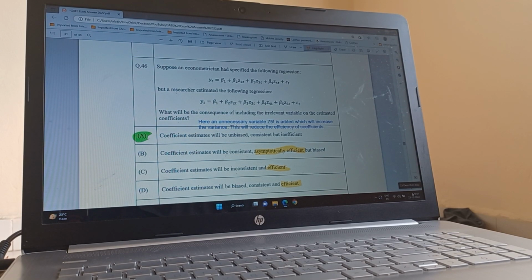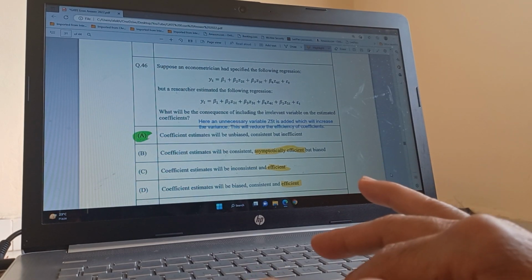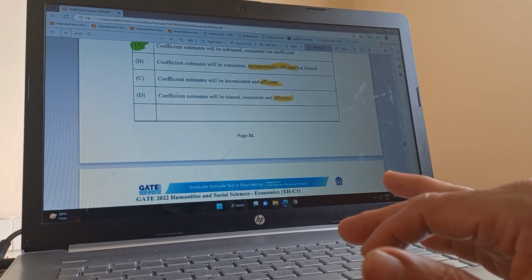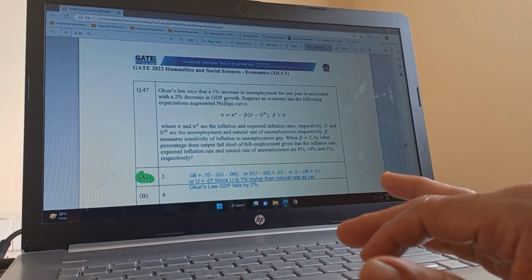So I am telling you that even if you don't know economics, try to make an intelligent selection, because in GATE when you have multiple choices, it is better to use POE, the process of elimination, and that will increase your percentile, or give you an advantage over your competitors.